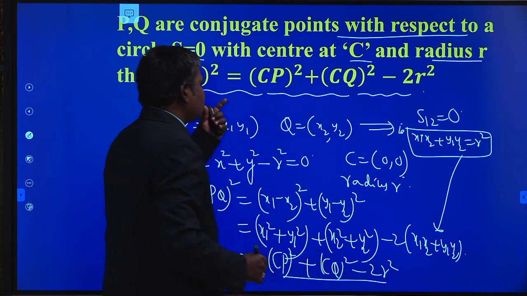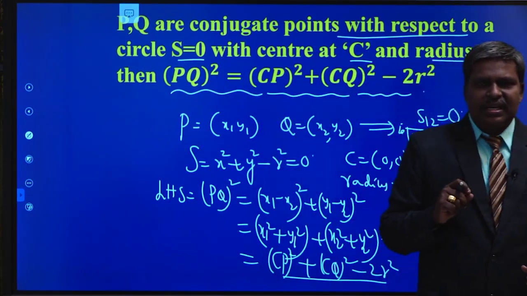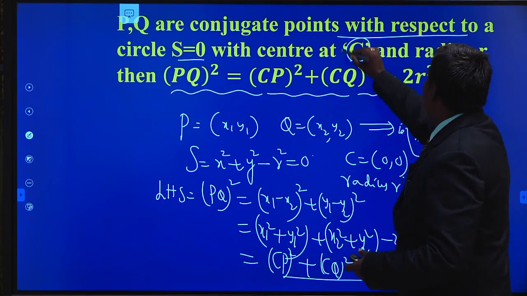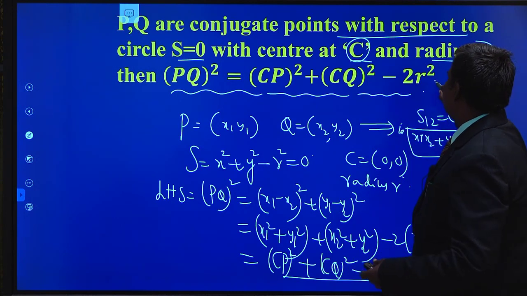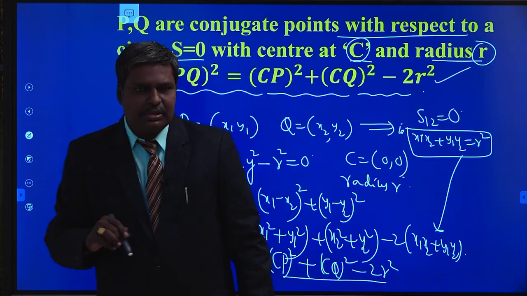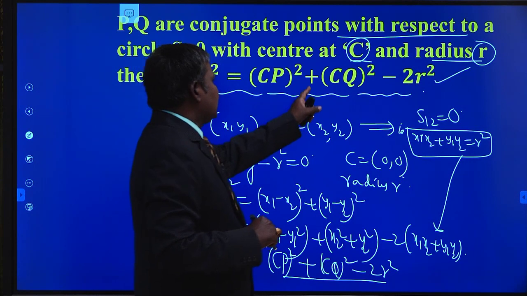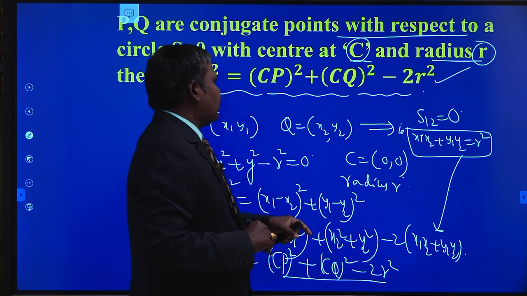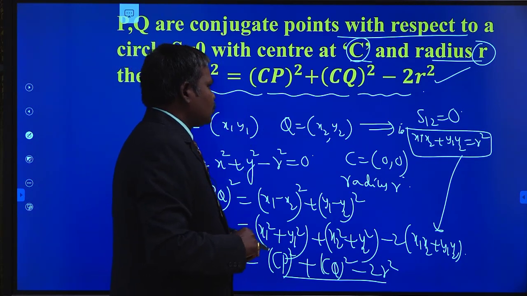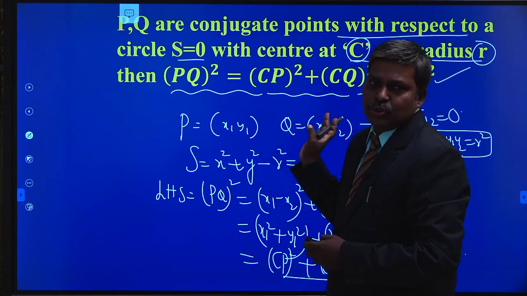See this one, very simple result. P, Q are conjugate points with respect to circle S equals 0 with the center at C and radius r units. Then we have the result: PQ square, the distance between the 2 points whole square, is equal to distance from center to the first conjugate point whole square plus distance from same center to the other point Q whole square minus 2 times of the radius square. CP square plus CQ square minus 2R square. Okay, it is a very interesting and important result for you.